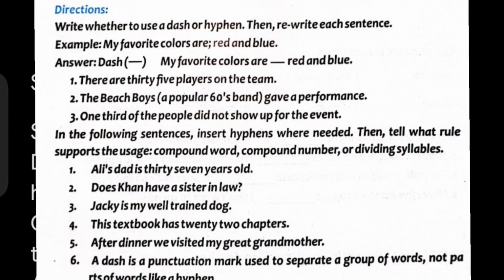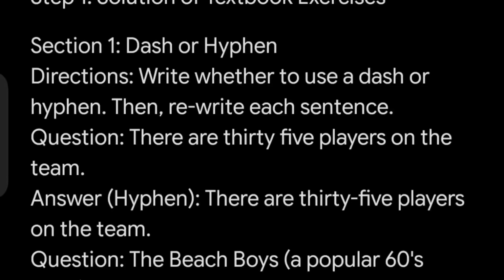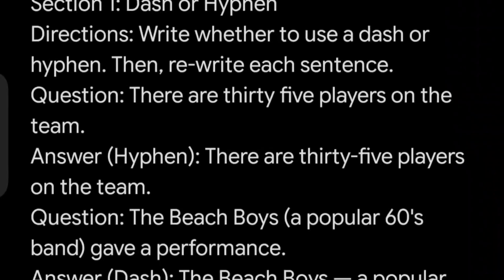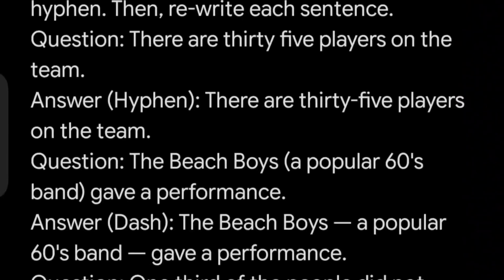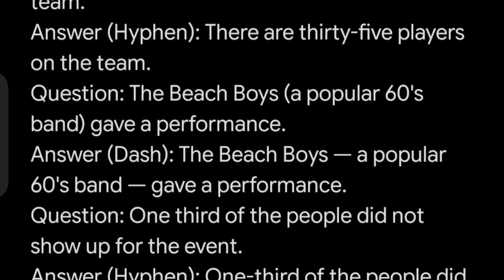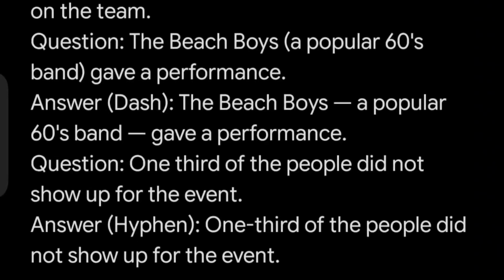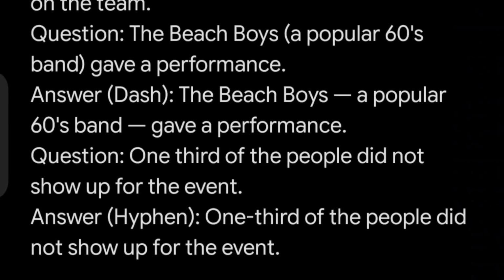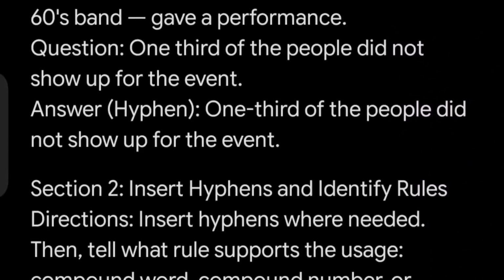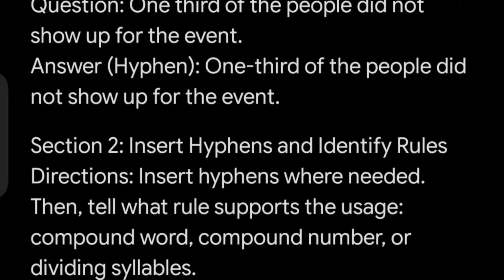Book exercises, Section 1, dash or hyphen. Directions: write whether to use a dash or hyphen, then rewrite each sentence. Question: There are 35 players on the team. Answer: hyphen. There are 35 players on the team. Question: The Beach Boys, a popular chess-cipher band, gave a performance. Answer: dash. The Beach Boys, a popular chess-cipher band, gave a performance. Question: 1/3 of the people did not show up for the event. Answer: hyphen. 1/3 of the people did not show up for the event.